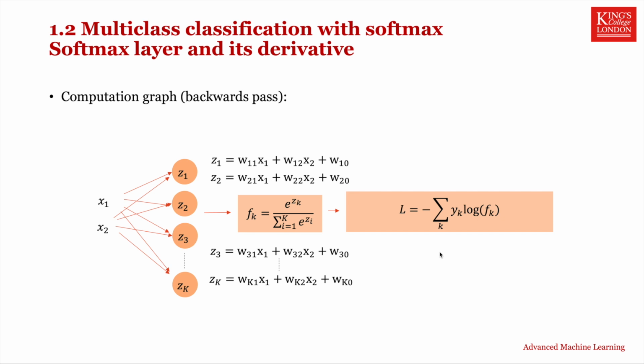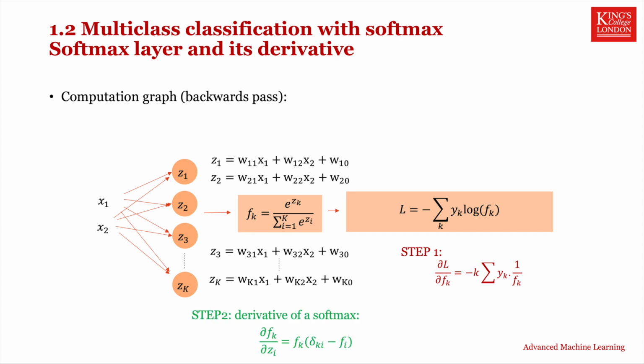We start with the derivative of the multiclass entropy loss with respect to f. This is given by the following expression. As we know, the derivative of log f is 1 over f from our simple derivative rules. Next, the derivative of the softmax is given by the following function. Delta here is given by the Kronecker delta, which I will explain what it means in the next slide.